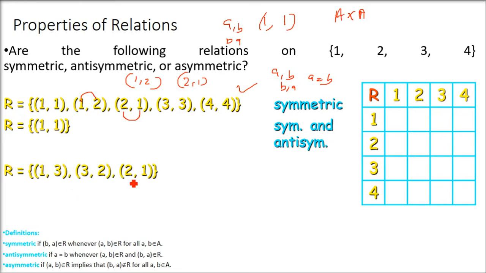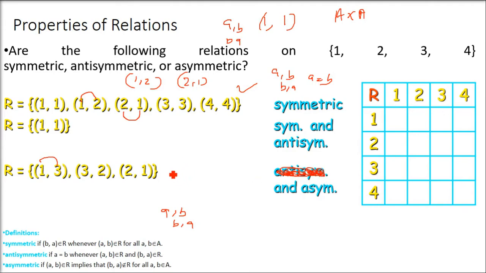(1,3), (3,2), (2,1). Now tell me what is there. This is only asymmetric. What is antisymmetric? I'll just cancel it, because antisymmetric means if (A,B) is there and (B,A) is there, then A should be equal to B. Okay, (1,3) is there, (2,1), (1,2)... No. Antisymmetric, just cancel it out. It is not there.